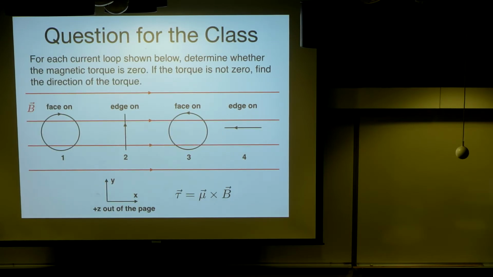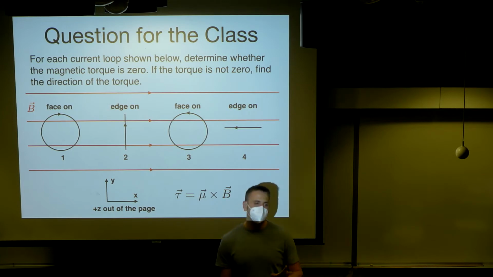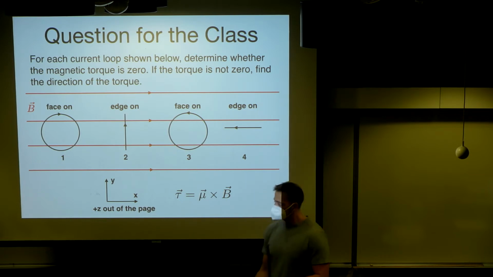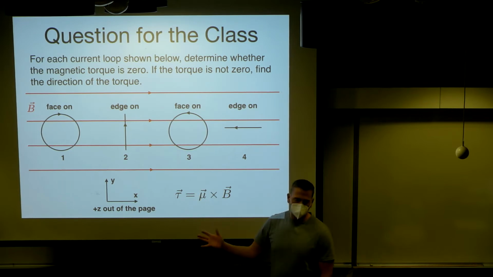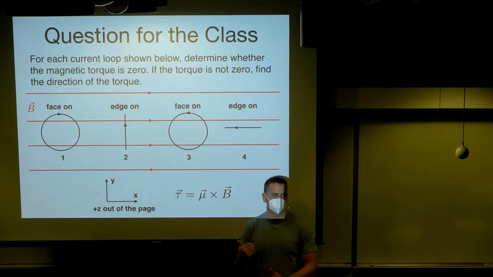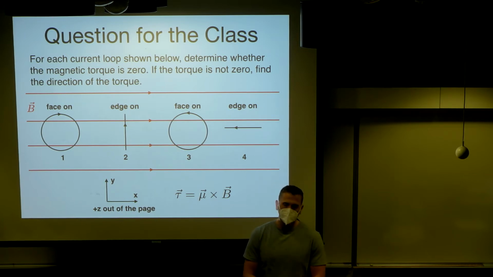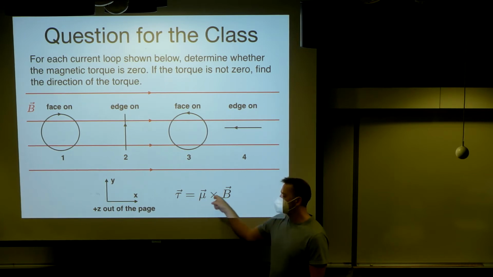So here, let's try this one, okay? Remember this result, the torque on a loop of current is equal to mu cross B. All I want you to think about for this part is the direction of the torque. I don't even need you to calculate anything, just tell me what the direction of the torque is. So you're going to have to do two things. You're first going to have to find out what's the direction of mu. That's our dipole moment vector. There's a right-hand rule for that. Remember, you curl your fingers in the direction of the current. That gives you the direction of mu. Then once you have that, you're going to do mu cross B.